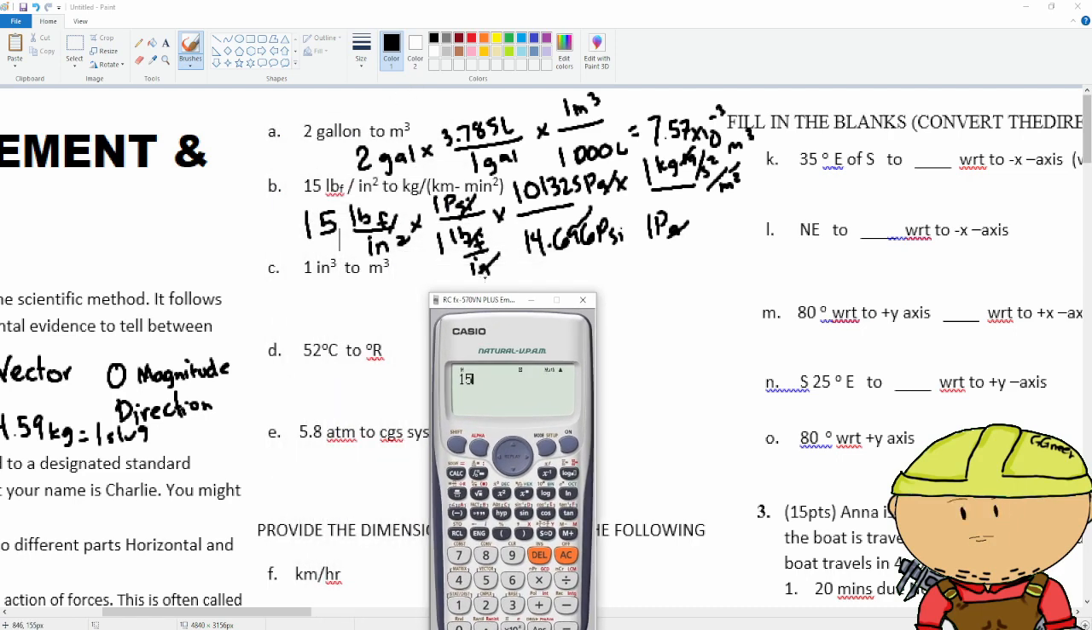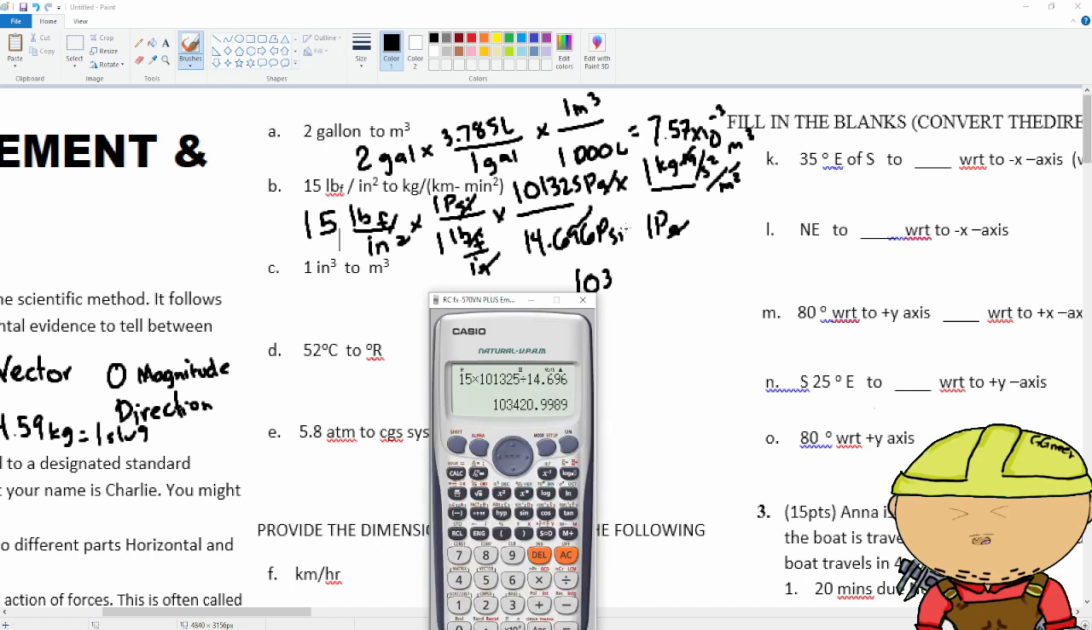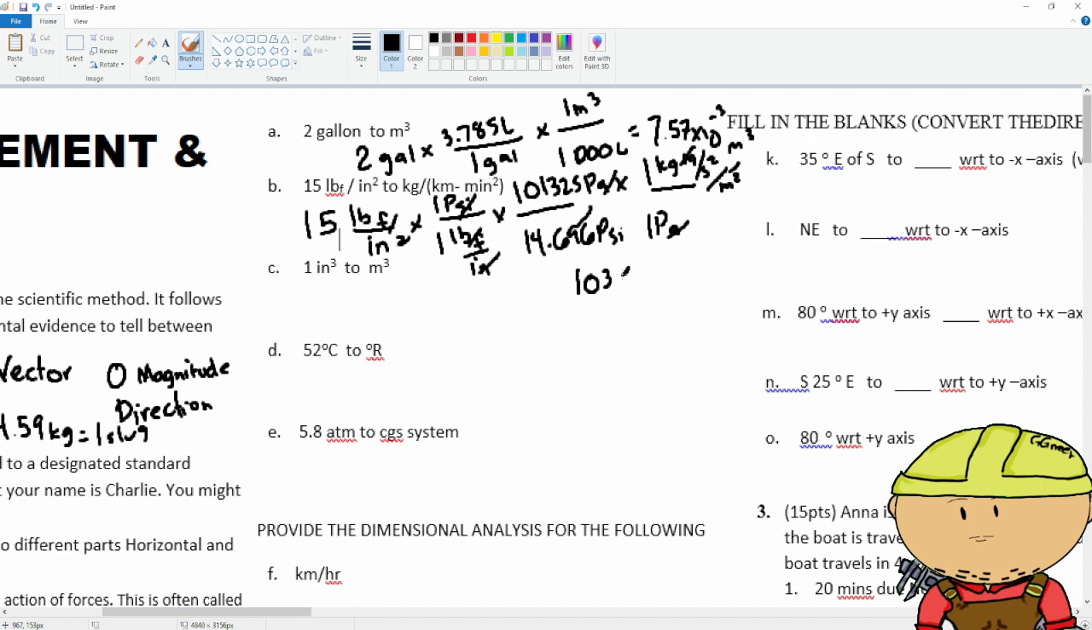15 times 101,325 divided by 14.696 is 103,420.9989. And the unit for that is kilogram per meter second squared.